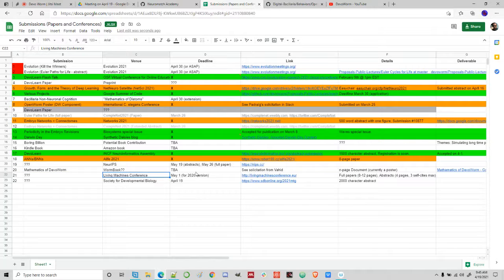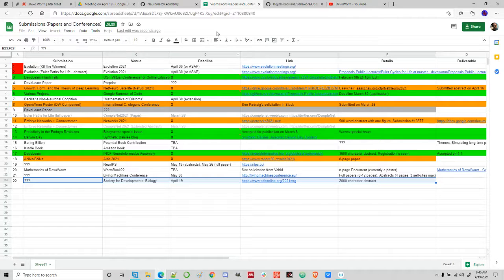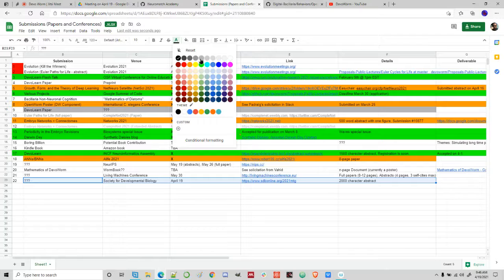There's the Living Machines Conference, which I think the 2021 version has come out now. I think the deadline for submitting papers is May 30th. This is a conference where there's an interest in robotics, but also an interest in other types of computational models. So that might be something we might do something for. The Society for Developmental Biology deadline has passed. That's more biological stuff, so I don't think that's something we're going to make, so we'll put that in gray.